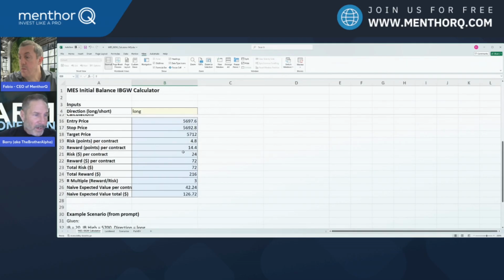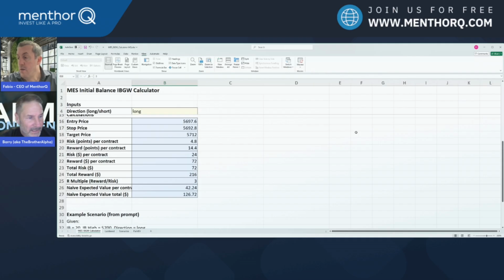So it tells me what my risk per contract is, what my total risk would be on 3 contracts, $72, what my total reward is, 216, and what my multiple is. So if you're doing a prop account and you're sizing yourself small, and I'm looking at losing $72 versus gaining $216, I know that's a strategy that I can win on in past prop accounts or make money on in my real account.